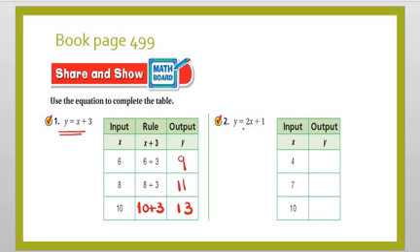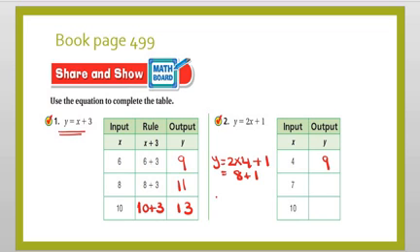Here he gave you also the equation. Okay? And he wants to find the value of y for these values. So here, y equals 2 times what? 4 plus 1. Order of operations, we finish the multiplication first. So here we have 2 times 4 equals 8, plus 1 equals what? 9. So y equals 9.